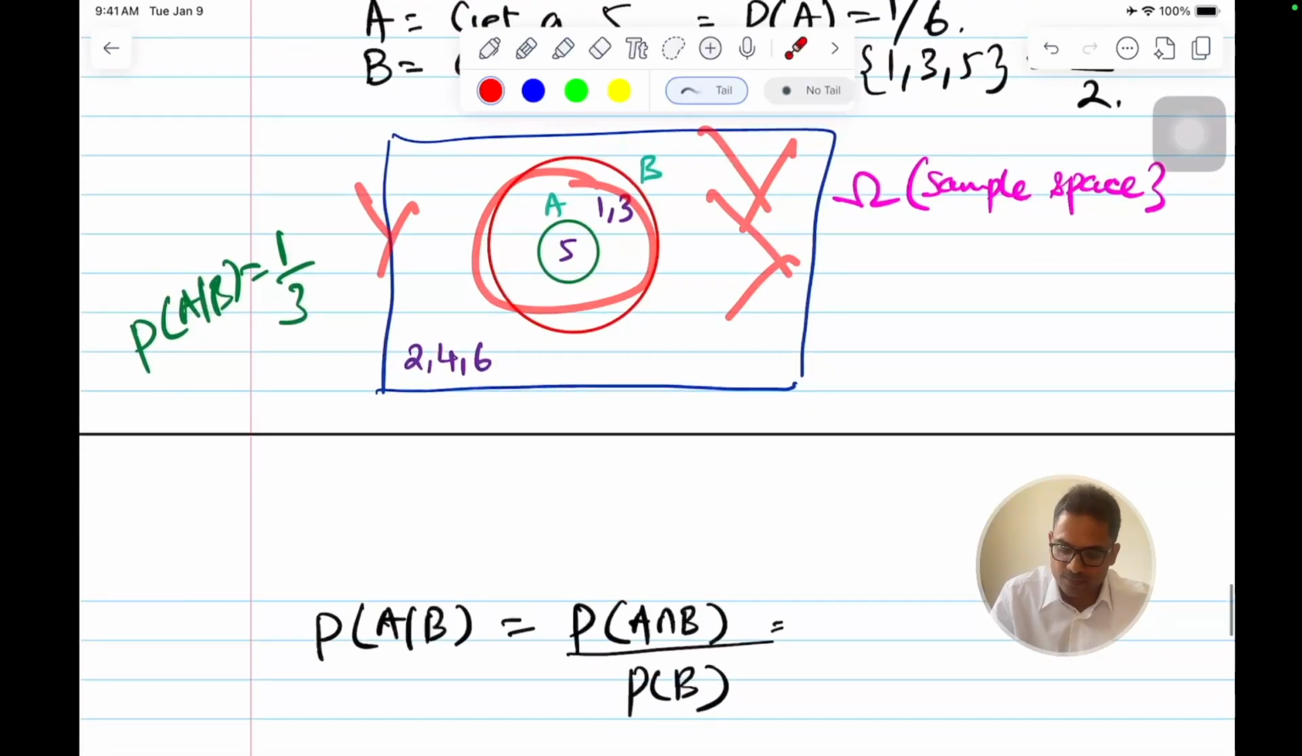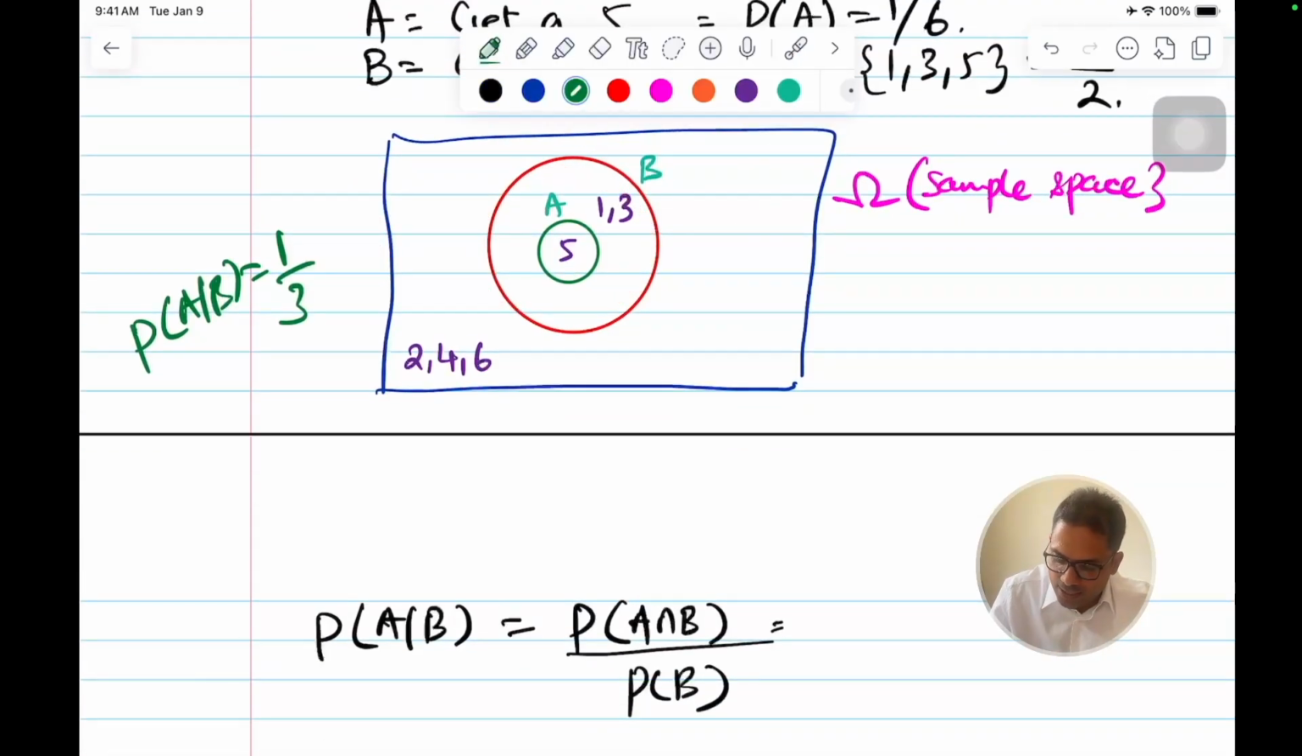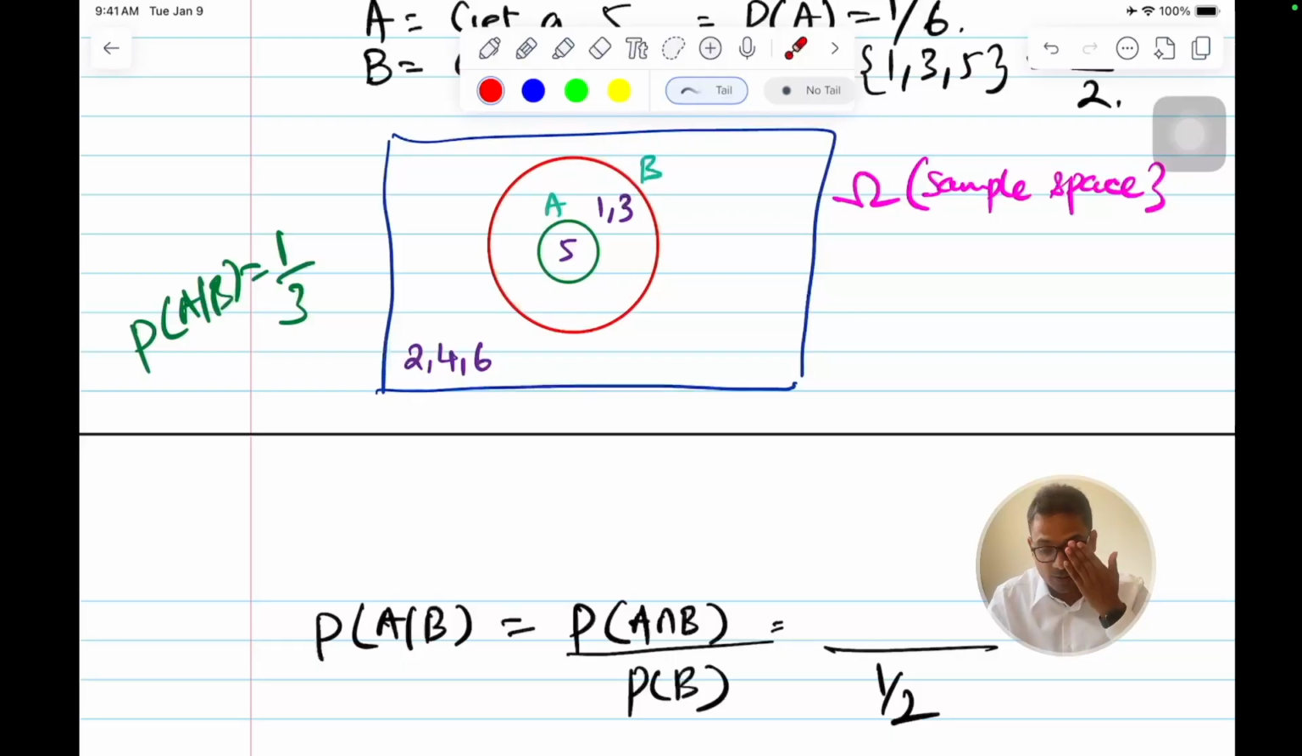So probability of B. Probability of getting a B is, you know, probability of getting 135. This is half. Right? And earlier probability of getting A and B both from this formula.